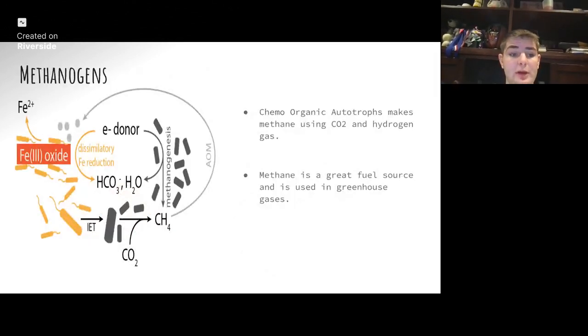Okay, we look at our methanogens. That is chemoorganic autotrophs that make methane using CO2 or hydrogen gas. And methane is a great fuel source and is a greenhouse gas. Methanogens, or some archaea, can live in extreme environments like ocean vents, hot springs, up to 400 degrees Celsius. They develop in anaerobic environments that contain hydrogen, like soil, mud, swamps, and even the inside of animals.